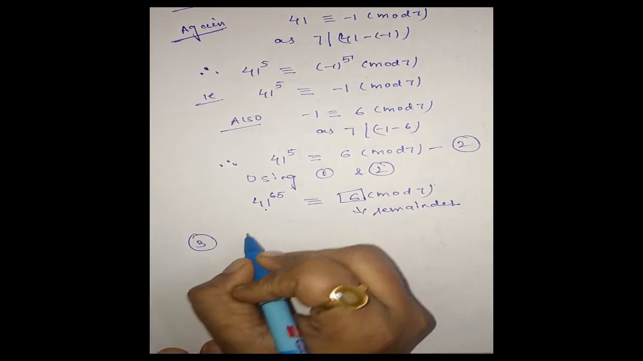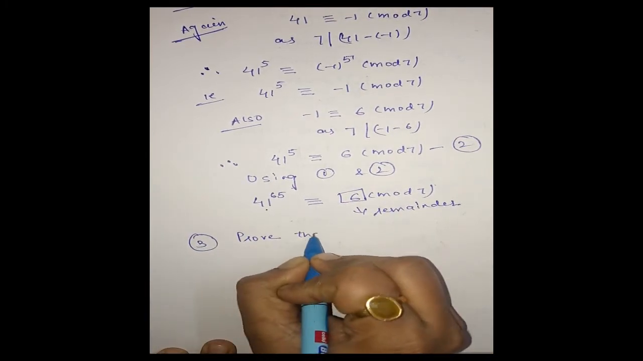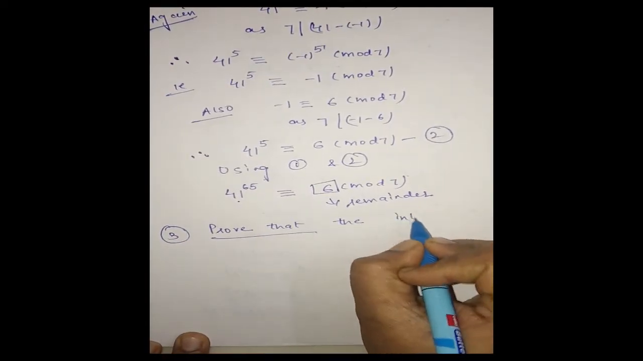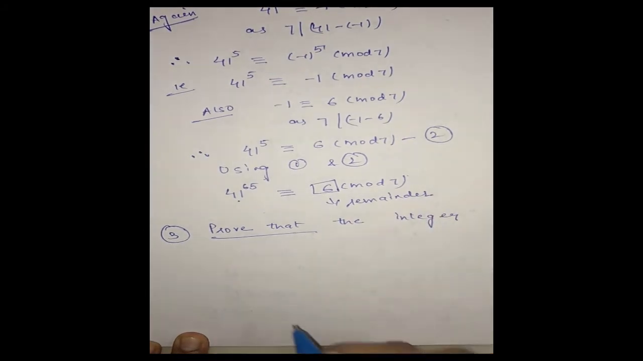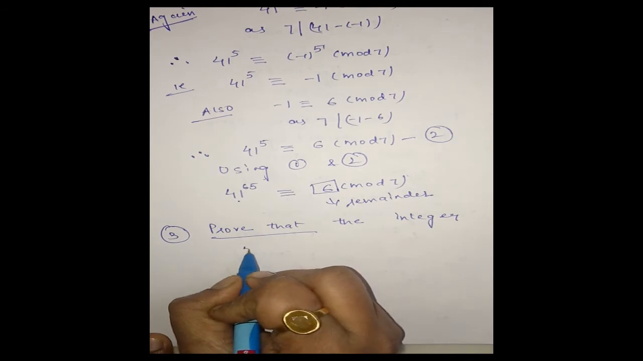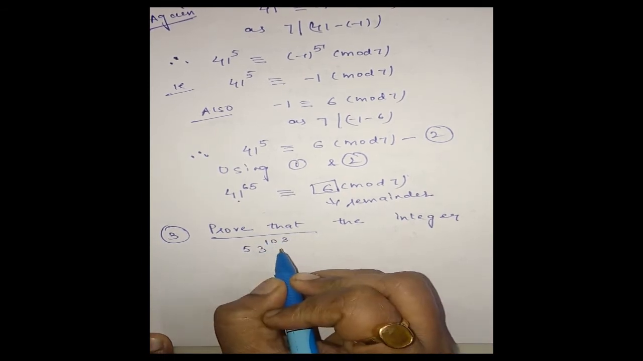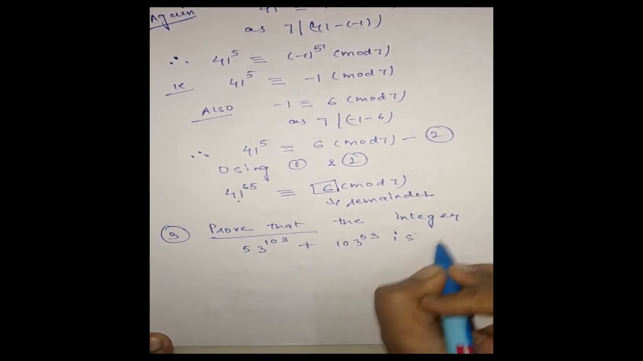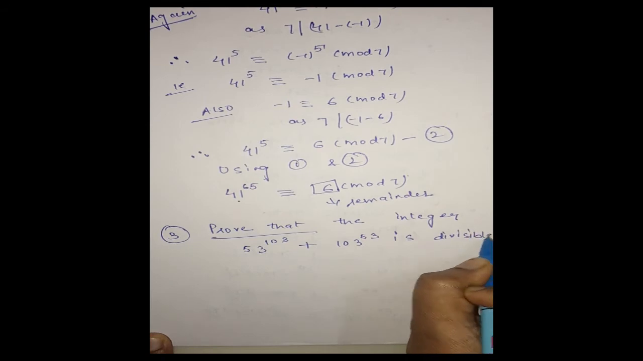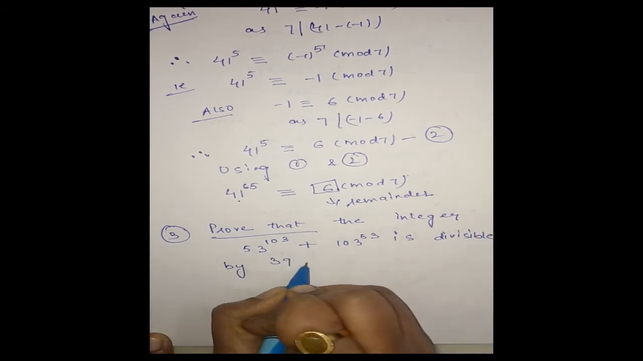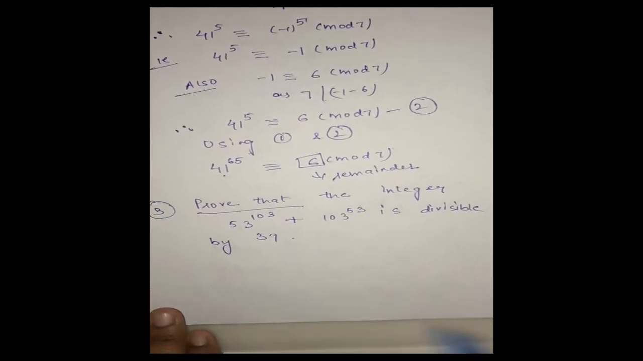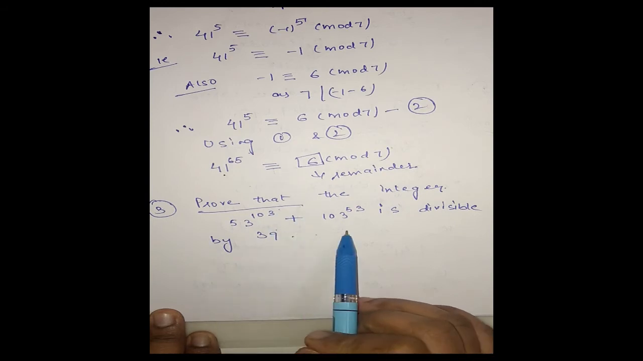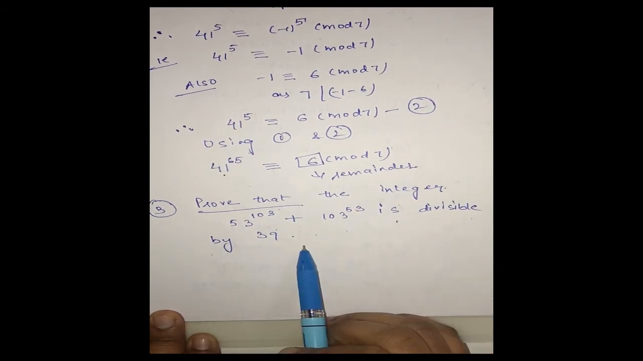Now we come to the third problem. Prove that the integer 53 power 103 plus 103 power 53 is divisible by 39. Okay, now we will prove this. We have to prove this integer 53 power 103 plus 103 power 53 is divisible by 39.